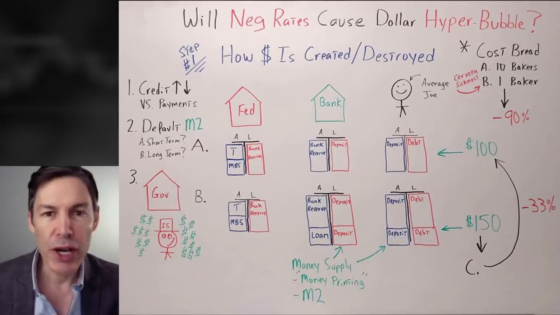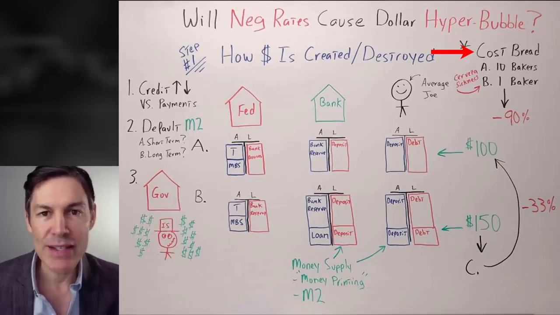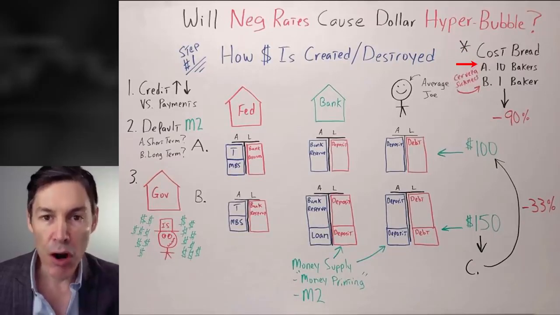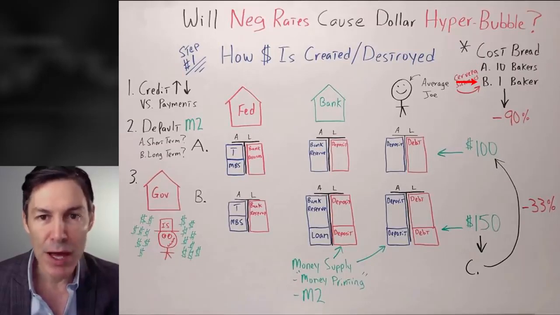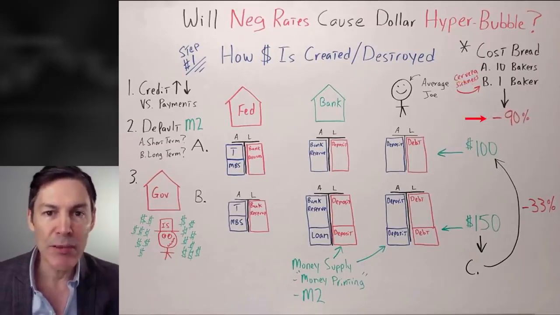First, let's look at what could happen to the cost of bread. When we had $150 in the system, let's say we had 10 bakers. Well, now because of the coronavirus sickness, people are paying down their debt. Let's say the money supply contracts down to $100. That's the deflationist argument. But because of the supply contraction due to the sickness, let's say the number of bakers goes from 10 all the way down to 1. So we reduce the supply of bread by 90%, while the money supply is contracting by 33%.